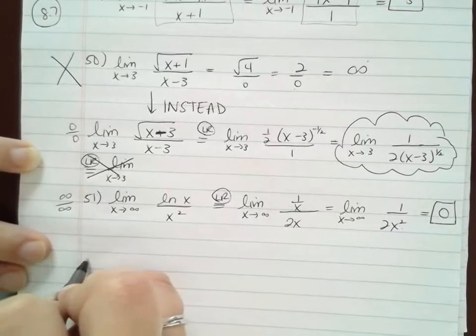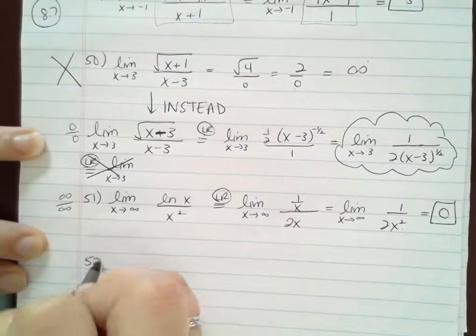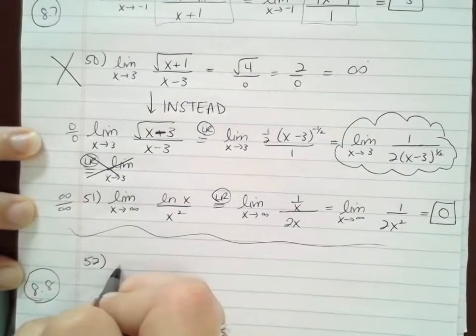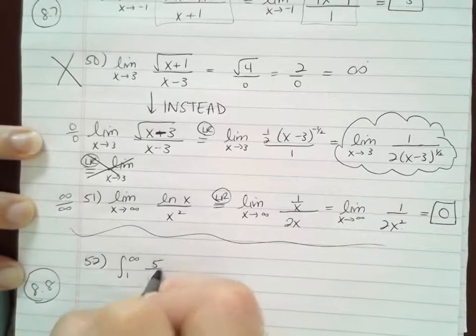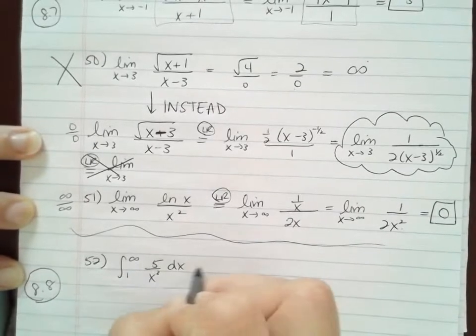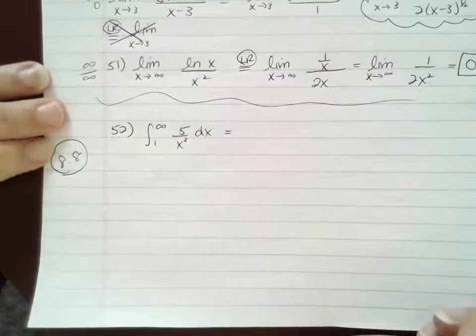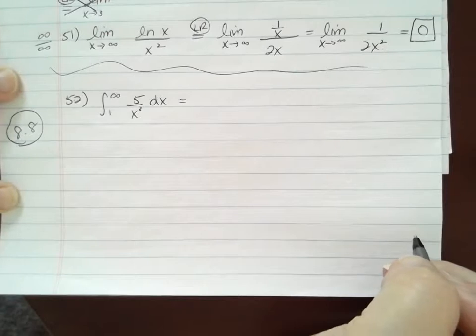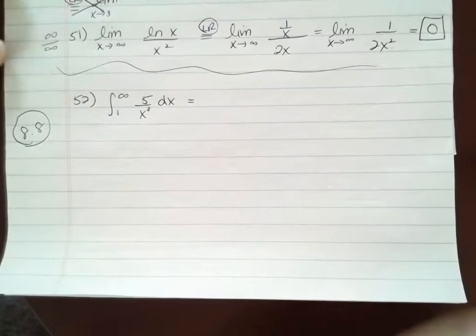Alright, so we've got question number 52. The integral from 1 to infinity of 5 over x cubed dx. You cannot write 1 to infinity. You're still getting your point across, but it would be like in English not having a capital letter in the beginning of your sentence or a period at the end of your sentence. So there is a grammatical element to this.